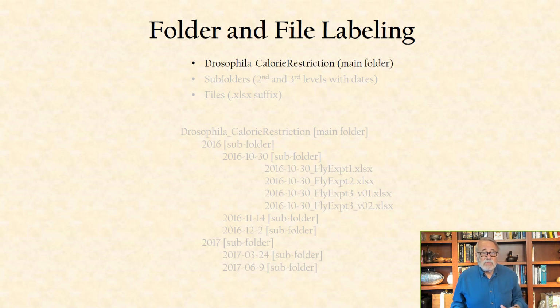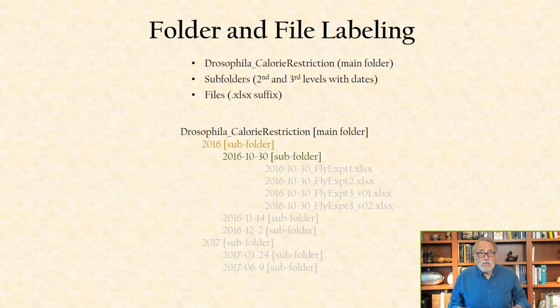We have Drosophila caloric restriction. This is the main folder. Then we have subfolders at second and third levels with dates, and then files with the suffix. So this is the main folder. Here is a subfolder of 2016, and this would be a specific date in 2016. And then these are the files with the suffixes.